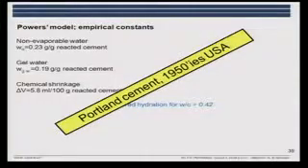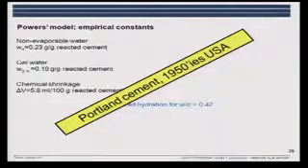Then you also need to consider that these data, the calculations, are based on empirical constants, based on cement which was produced in the US 60 years ago. And the cement has changed. We have much more alite in the cement than we had at that time.